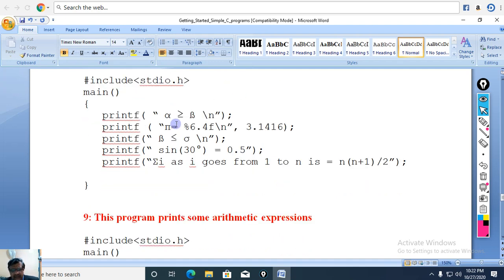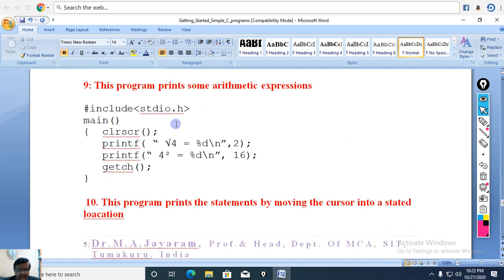Though it is a simple program, you can show some professionalism as a student, as a novice teacher, or whatever. This program prints some arithmetic expressions. Square root of 4 equal to percentage d and 2. So here two things are told in this program. How to place the square root, number is there, percentage is there, type specifier, format specifier, a constant is there. It need not always be a variable. The 2 will come and sit in place of percentage d. So the output is the square root of 4 equal to 2.